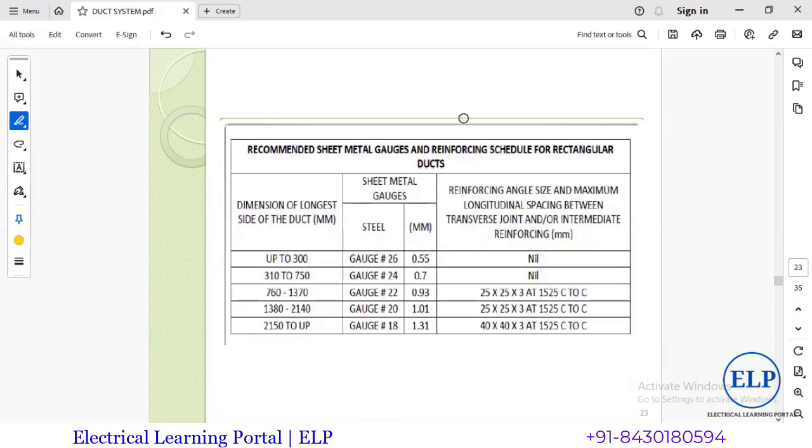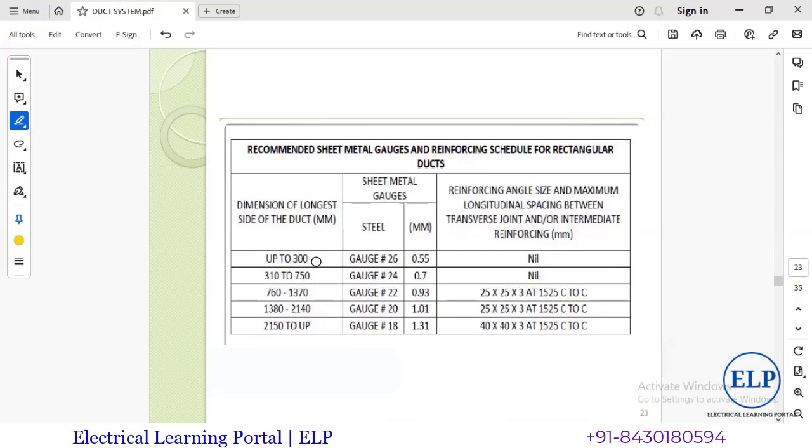Suppose, for example, if you go to any furniture shop, the furniture guy will tell you that this furniture is matte finish, this furniture is so and so finish. The meaning of finish is the quality, and quality is nothing but the gauge. Lesser the gauge, better the quality. So 18 gauge is better than 20 gauge, 20 gauge is better than 22, 22 is better than 24, 24 is better than 26.